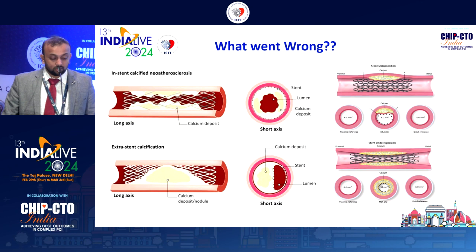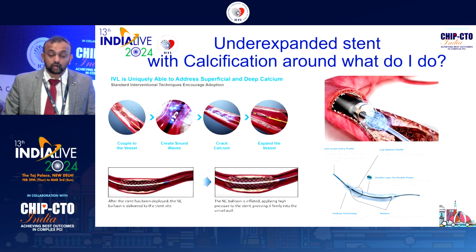So now this is how the stent is. There is a calcium deposit sitting behind, and the stent which we have deployed is under expanded. So it's a grossly under expanded stent. So what do I do now? There are a few options remaining with us.